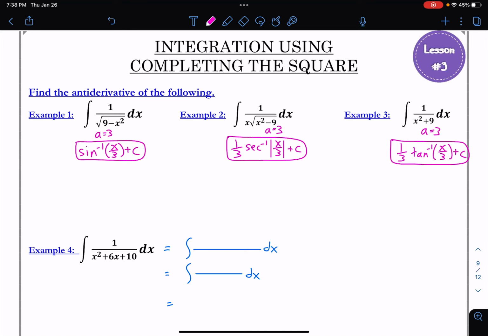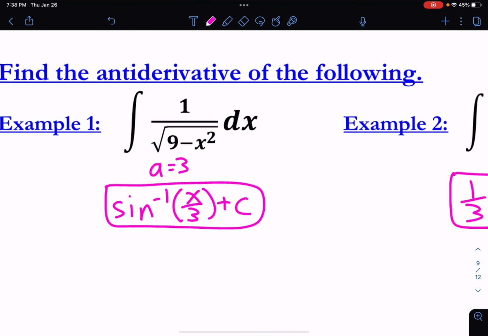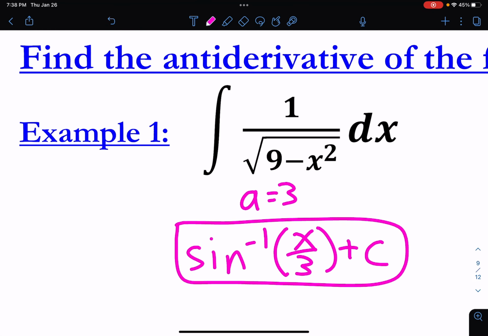To start with, first I want to recap some old antiderivative rules that we know for our inverse trig functions. So example 1, integral of 1 over root 9 minus x squared dx. We should recognize the format here. This is going to be sine inverse of x over a. Here a is going to be 3.